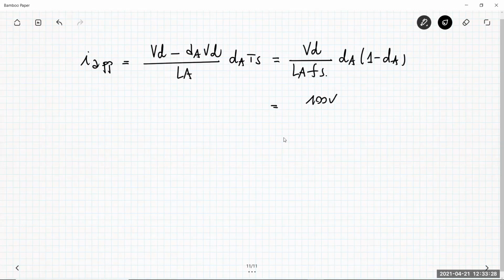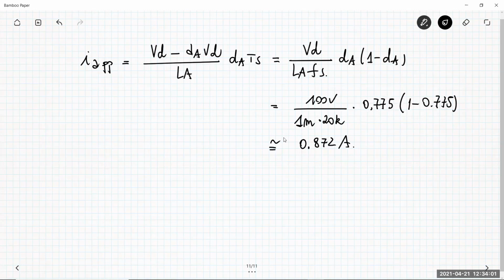100 volt, VD, 1 millihenry, 20 kilohertz. Duty cycle, for the case A, which is the case we are interested in, is 0.775, 1 minus 0.775. And this gives 0.872 amp. Okay, this is the peak-to-peak ripple.